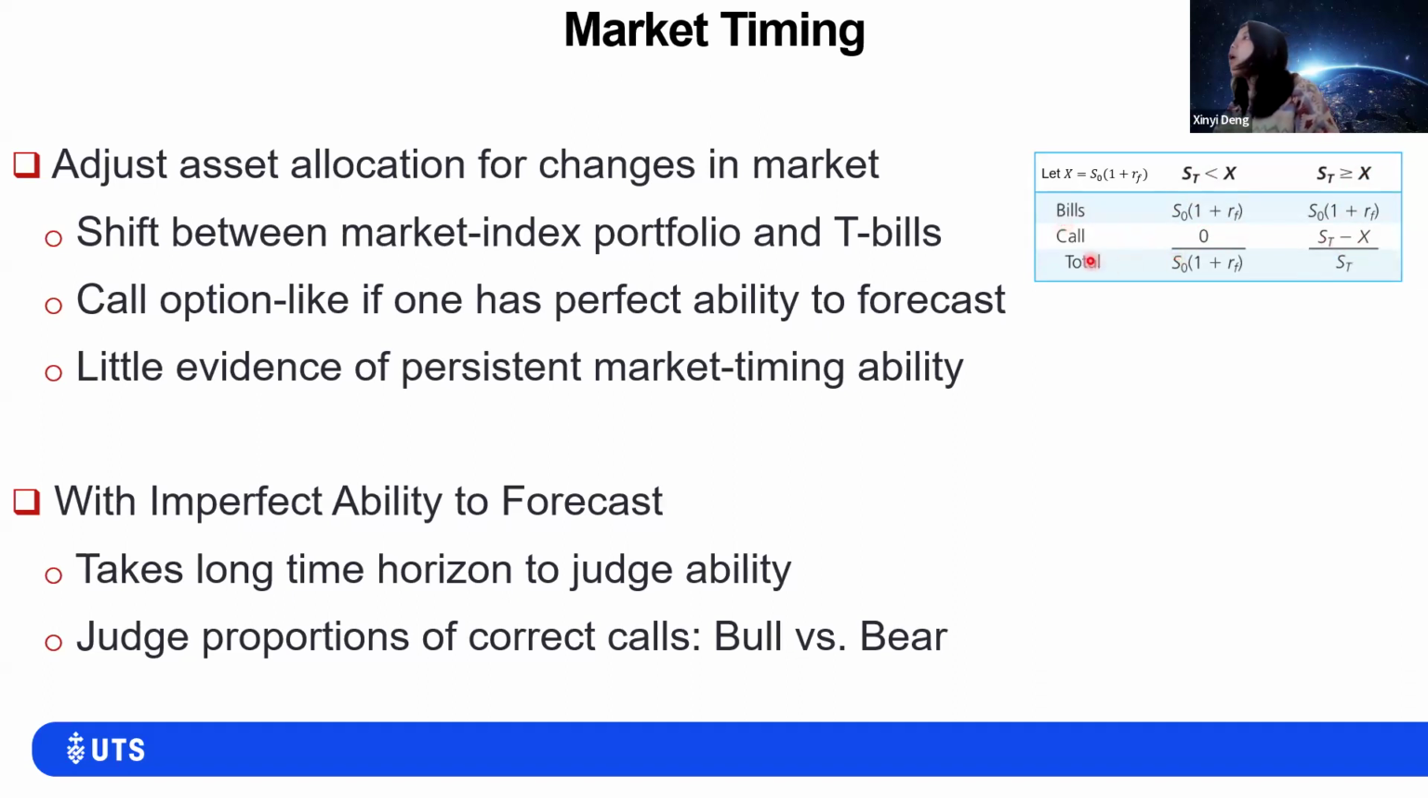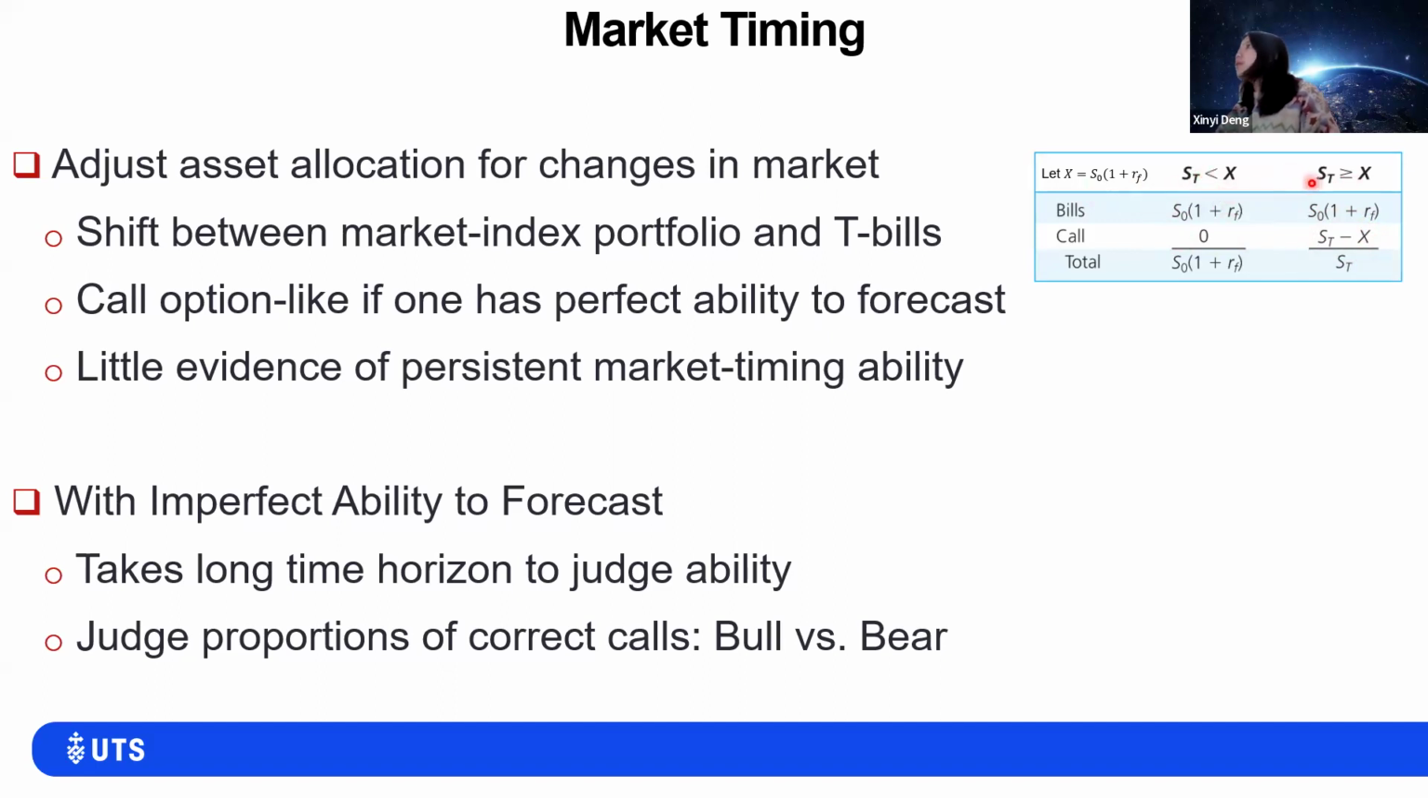So the call option holder will exercise the option and then buy the market index at the exercise price of X, and then sell this market index at the current value of the market index at the end of the year, which is ST. And the payoff would be just ST minus X, and that's the payoff of the call option under these two scenarios.